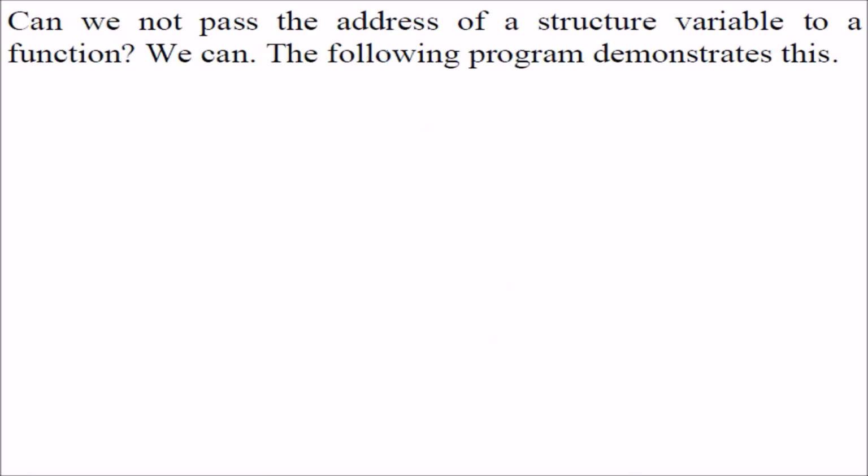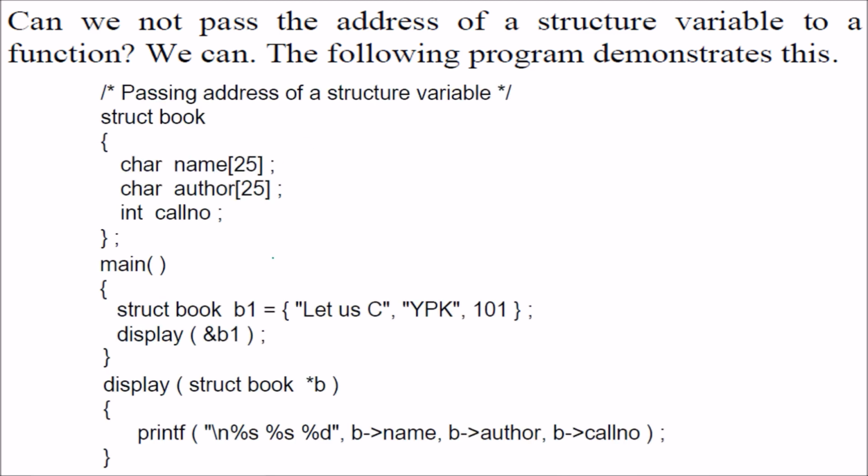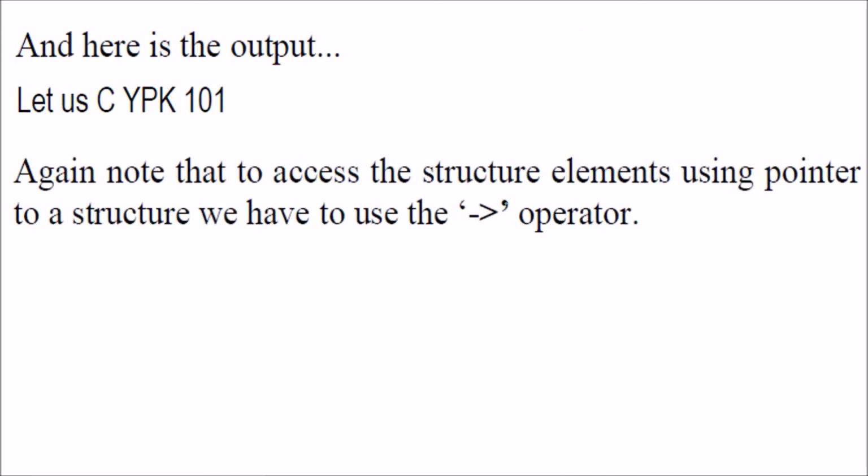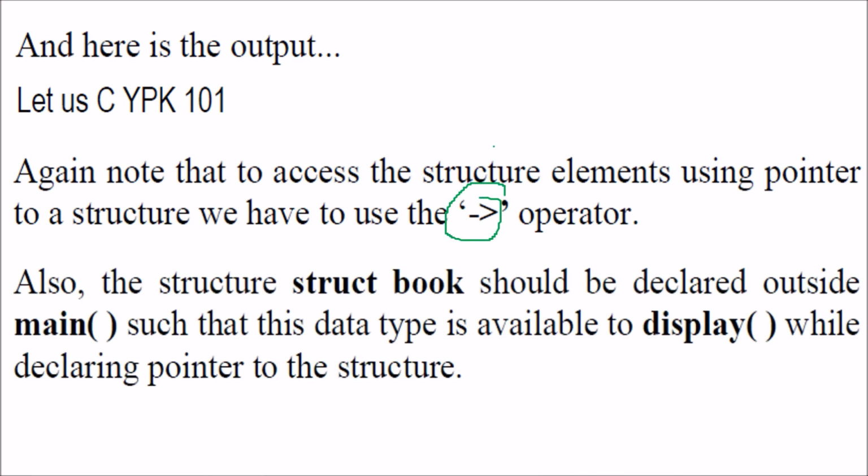And can we not pass the address of a structure variable to a function? Yes, we can pass this. Let us see an example. This is a structure. Now we are declaring, or say initializing, B1, and now we are passing the ampersand, that is the address of B1. When we are passing the address, it has to be the pointer B, and when you are using a pointer, you have to access it through the arrow, and this is the output. So please understand, this arrow has to be used when you are dealing with the pointer.